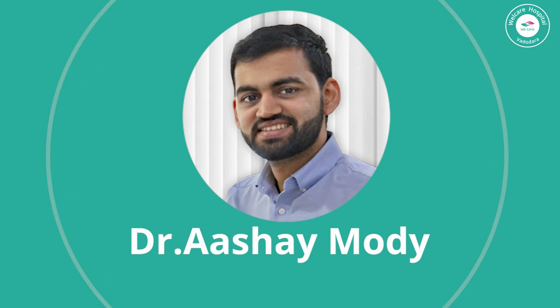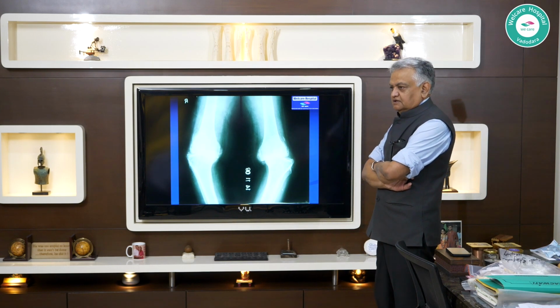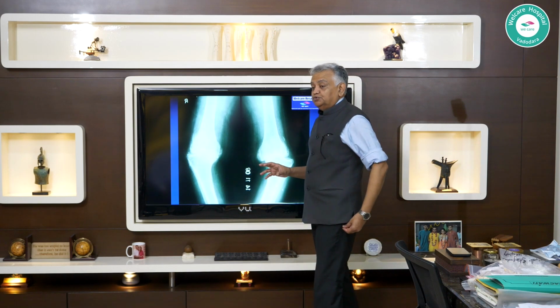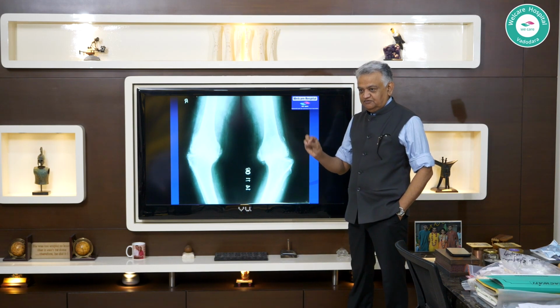I can see osteophytes around the femur and the tibia. Good. That's it actually, I think. You have covered most of the issues that you need to cover. Now, you have superbly described the different aspects.